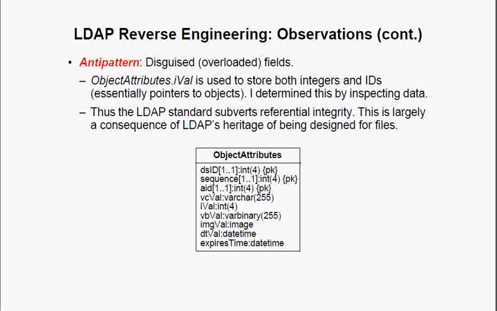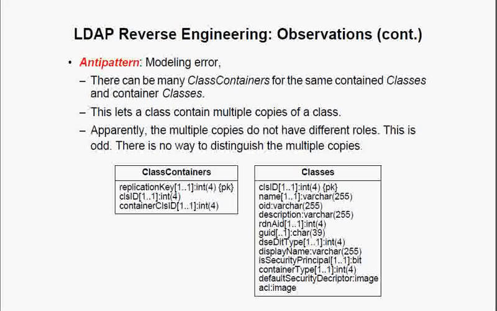And that ugliness is mostly a consequence of LDAP's heritage of being designed for files. LDAP does not avail itself of referential integrity in relational databases, which is a shame. Here's another anti-pattern, a modeling error. So here's 2 tables in the LDAP implementation, 2 of the 11. One is called class containers, one is called classes.